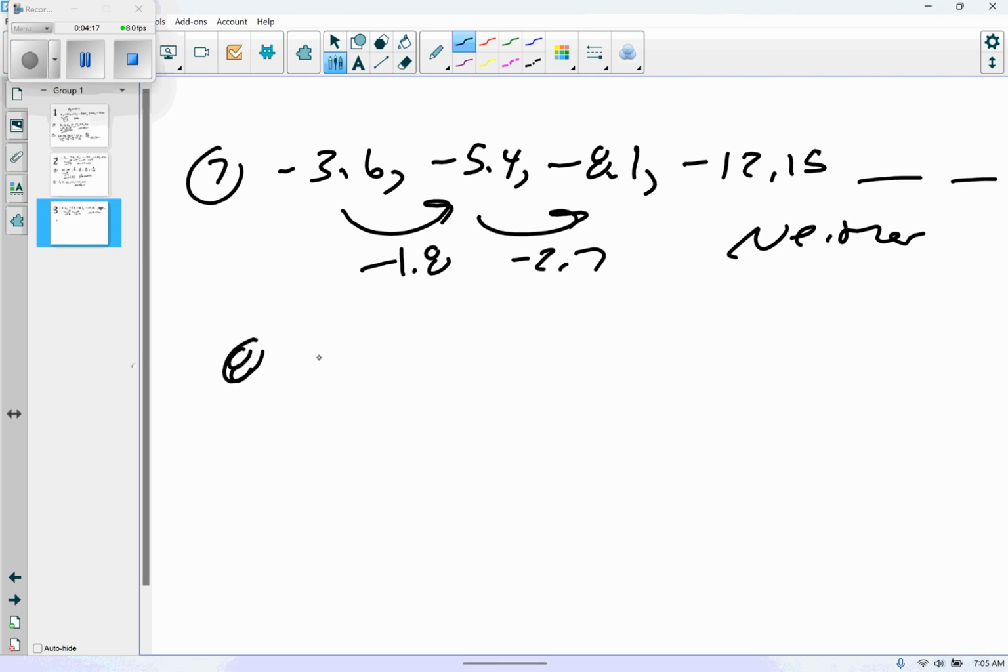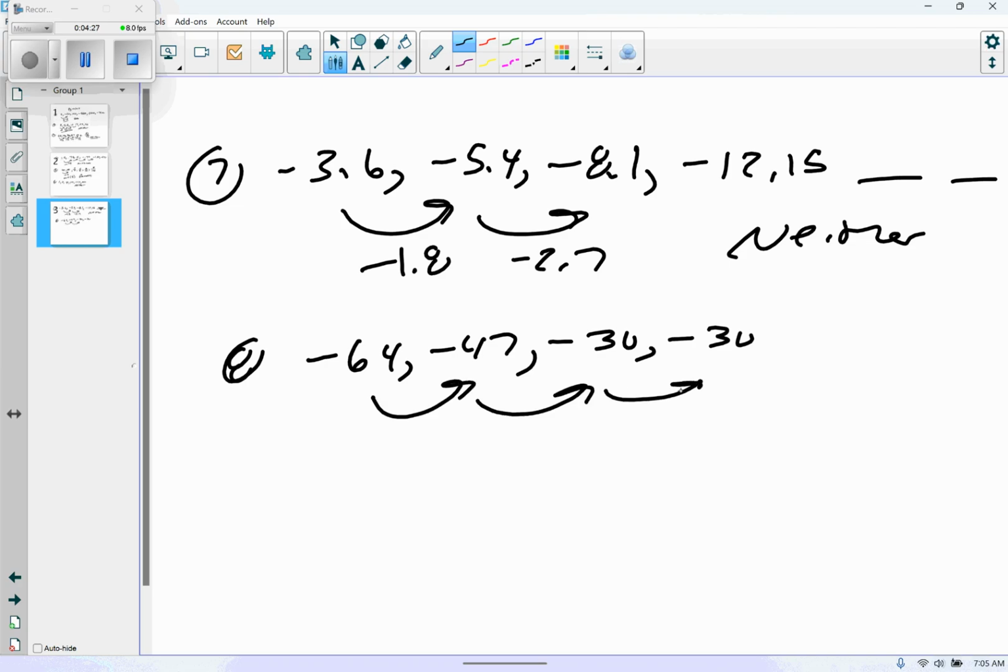Number 8, -64, -47, -30, -13. Oh, that should have been a -13, sorry. So it looks like I'm adding 17 each time. So -13 plus 17. That'll be 4 and 21 if I keep adding 17. So that's arithmetic.